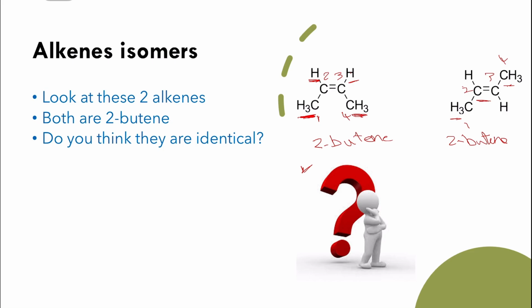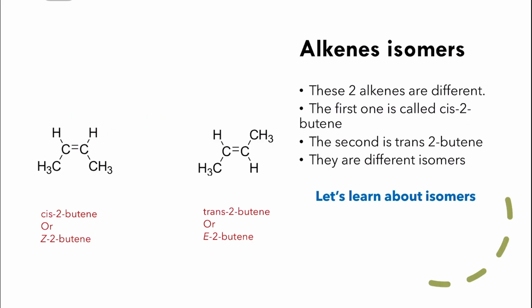Are these two identical? Actually, we know that there is no rotation around this double bond. This is why these two are not identical. They are completely two different compounds. They are called isomers, and we give them a prefix. One of them is called cis, and cis here means that the two substituents are on the same side. And the other one is trans, where the two substituents are on opposite sides.